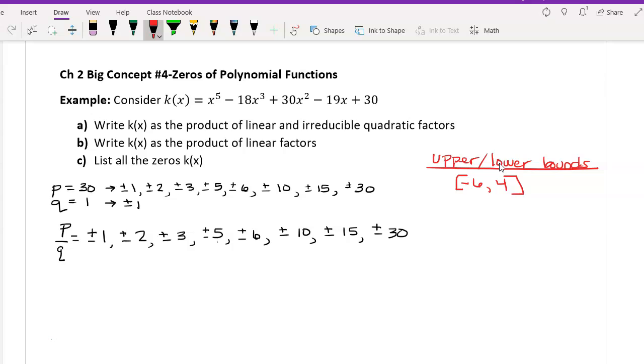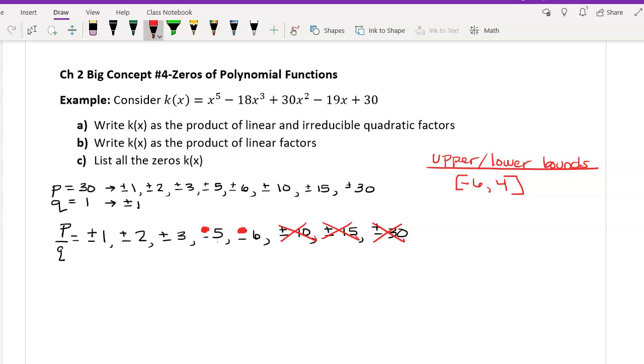So that includes +1 and -1, +2, -2, +3, -3, but it gets rid of +5. It gets rid of +6 and gets rid of altogether +10, +15, and +30. So we went from 2, 4, 6, 8, 10, 12, 14, 16 zeros to 2, 4, 6, 8. We literally cut the number of zeros that we are going to have to test in half.